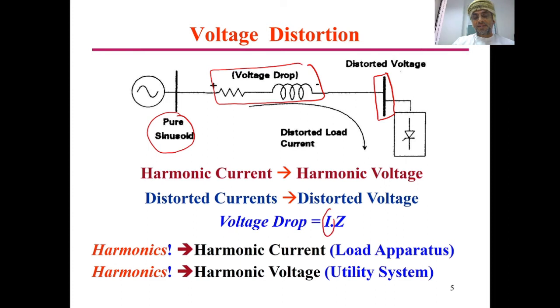Now if the current is non-linear, if the current contains harmonics, as a result the voltage over here will contain harmonics, since the voltage will depend on the impedance, right? So actually, because of the harmonics in the current, because of the non-linear load, that will create a harmonic voltage. And if you have distorted current, that will also create distorted voltage.